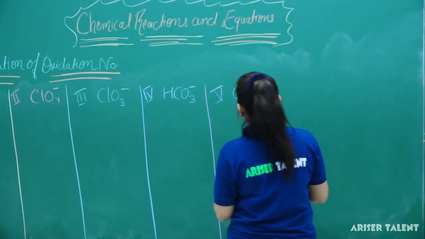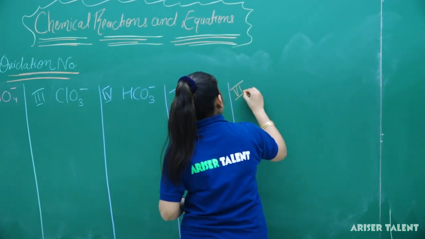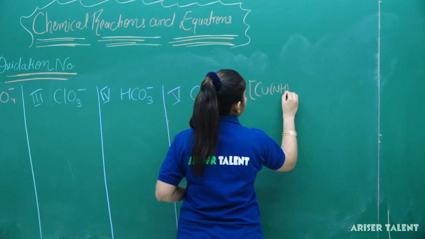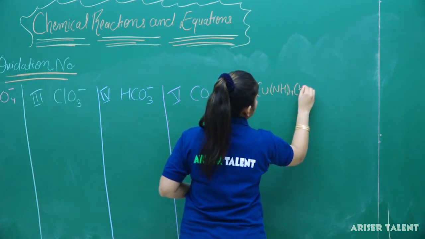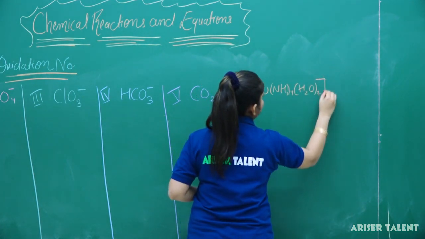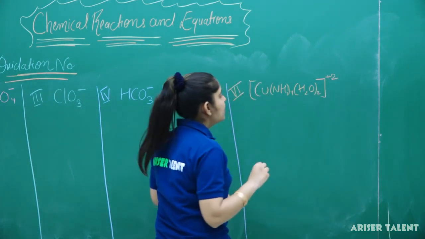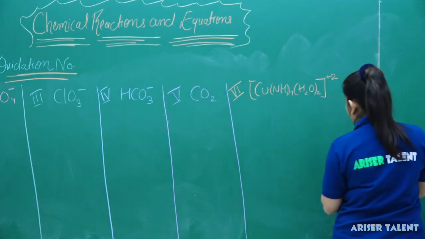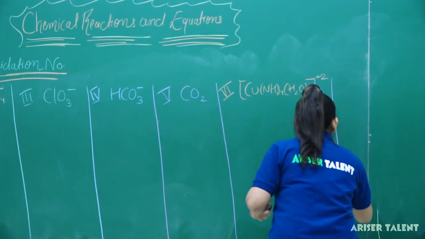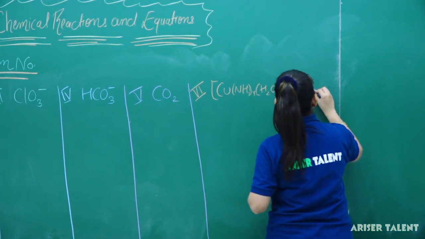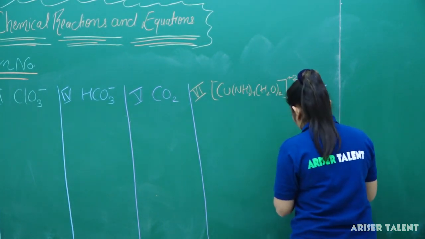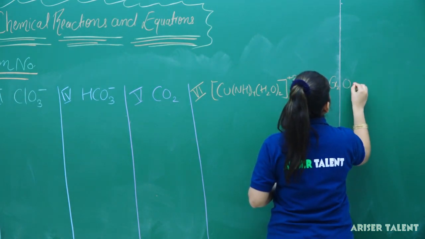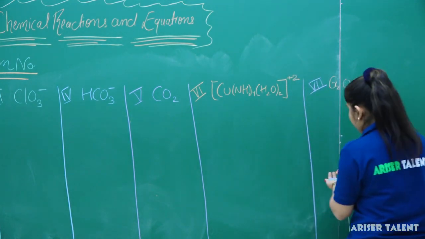Sixth element we have Cu(NH3)(H2O)2 raised to the power +2. This is the coordinate compound of copper and ammonia. Now we are on our next element. Element number 7, we have Cr2O7 2-, that is the dichromate ion.